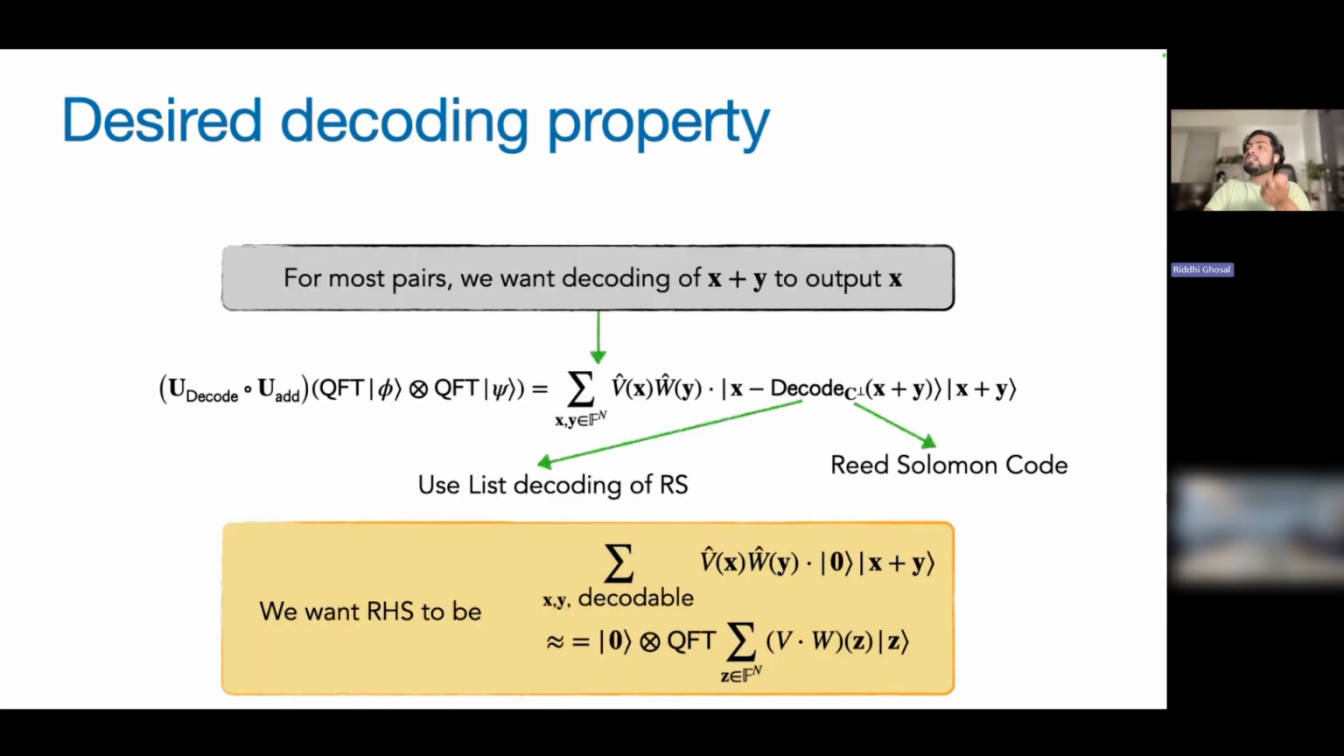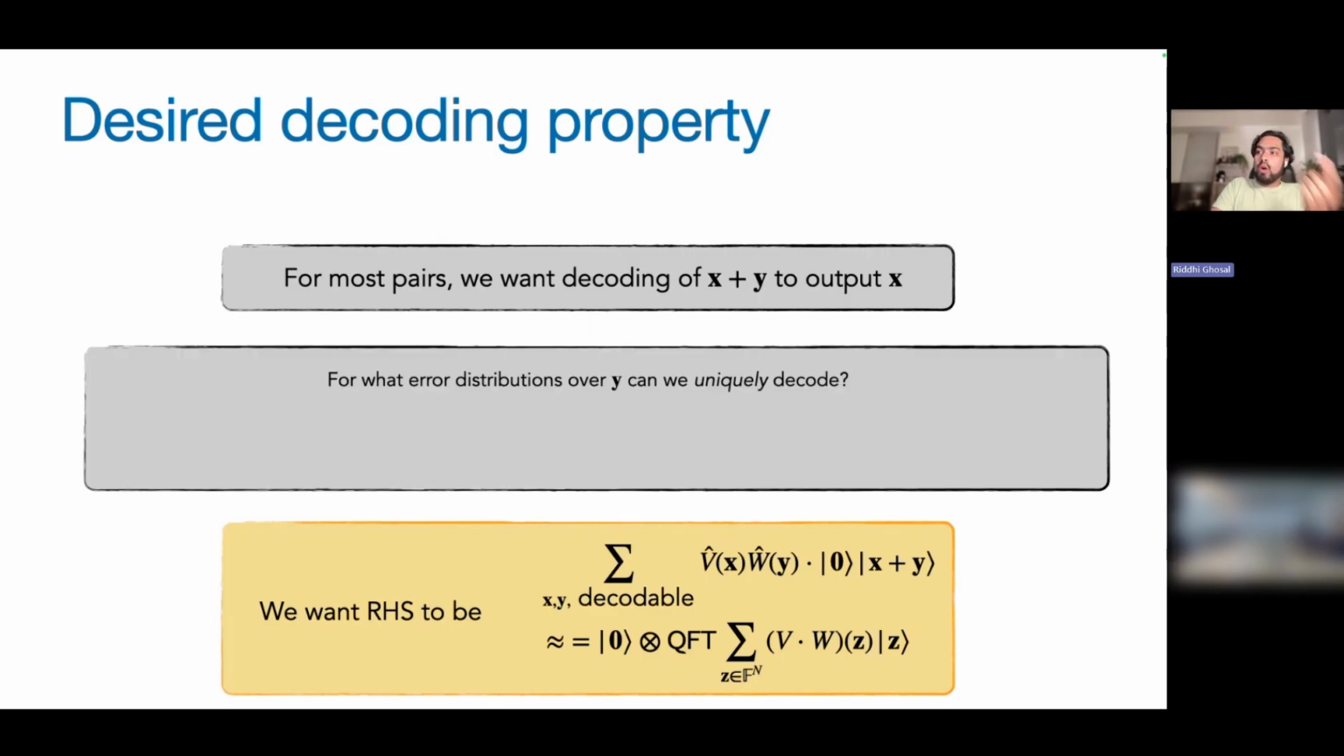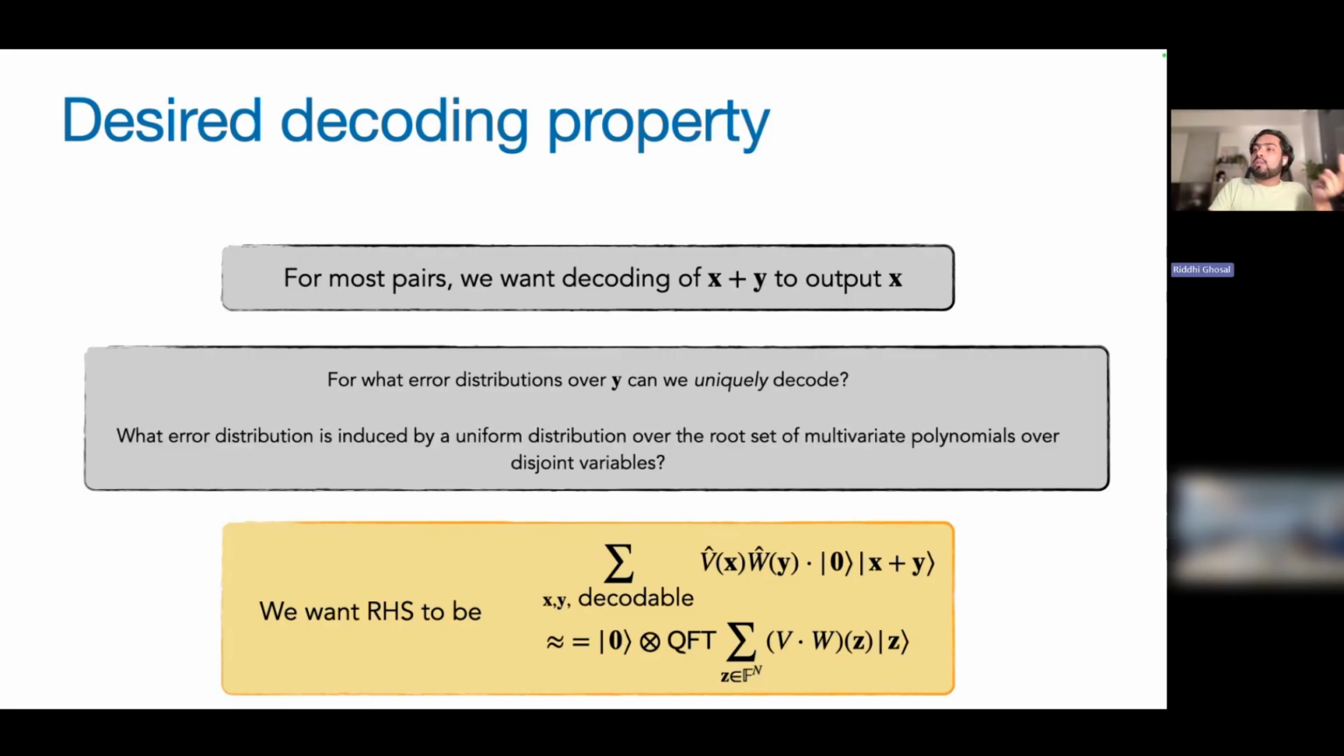But the main question at hand is the following. You want to make sure that for an extremely overwhelming fraction of these x comma y, you should be able to decode. So the question here is one, what error distributions can you uniquely decode out of? Because that's important, you have to decode. And the second question is, is the error distribution that is induced by the roots of these multivariate polynomials compatible with this distribution? This is the main question at hand.